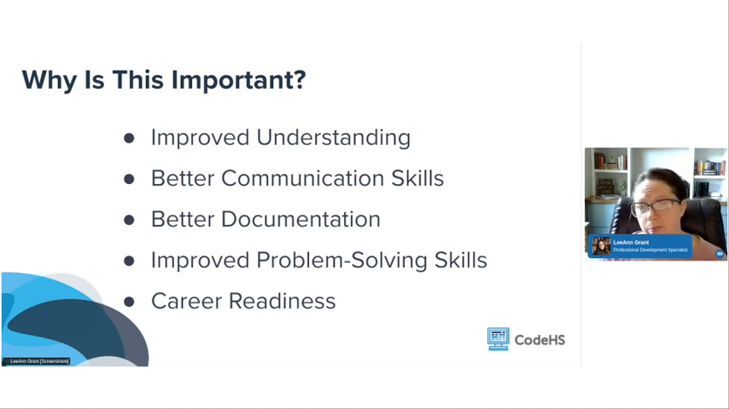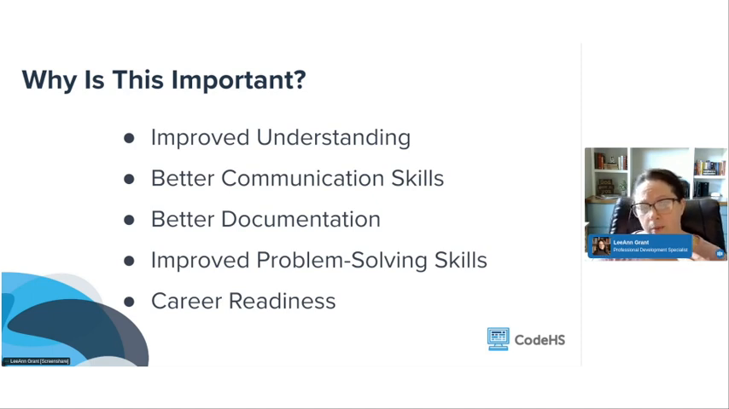Our next one is better documentation. So why is this important? Being able to explain code in words will help students to better create documentation for their projects. So it makes it easier for others to understand the code and use it in the future. It might also give a better understanding to be able to add comments in code as well.